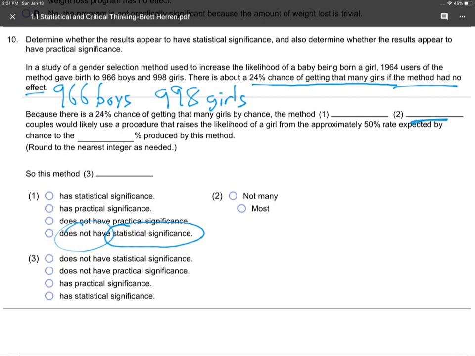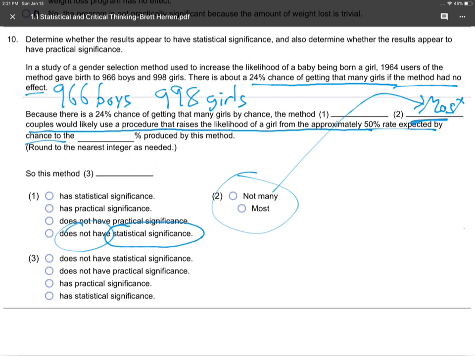Next blank, number 2. Not many or most couples would likely use a procedure that raises the likelihood of girls from 50% rate expected by chance to the percent produced by this method. I'm not sure what they want me to say there. You don't fill in the percent. No, we'll get to the percent in a minute. But we're actually doing this option right now. We got to fill in here the words not many or most. Not many would be just a few, and most would be a lot. So this one's going to be most.